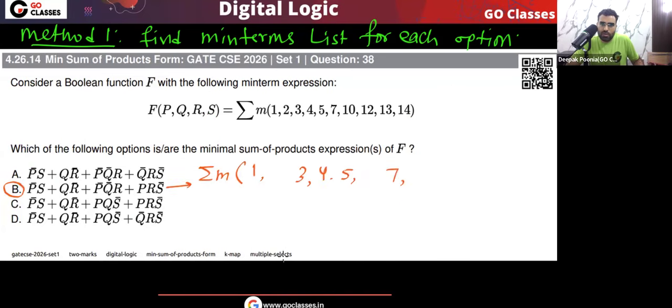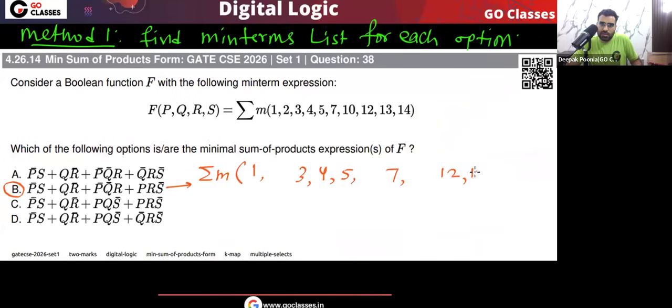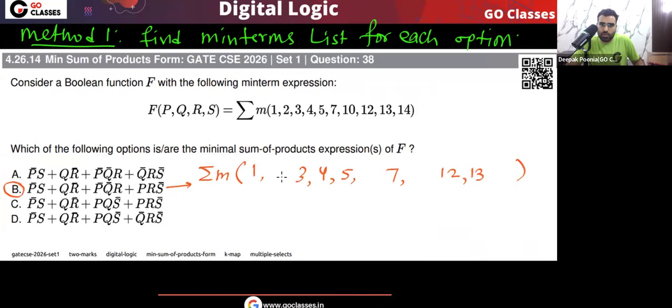4 5 12 13. Okay, and what about P bar Q bar R? P bar Q bar R will represent minterms 2 comma 3. Now I just have to find what are the minterms represented by P R S bar.